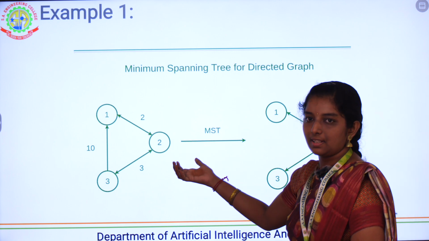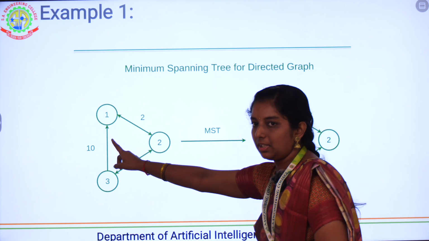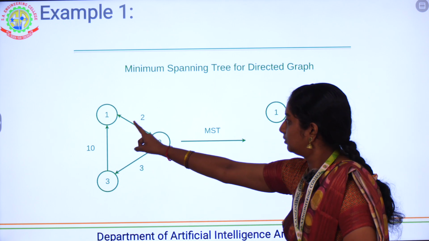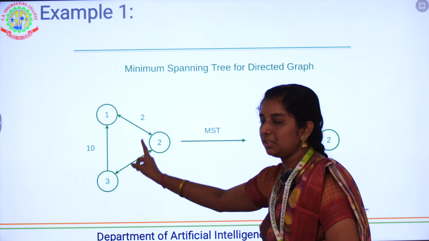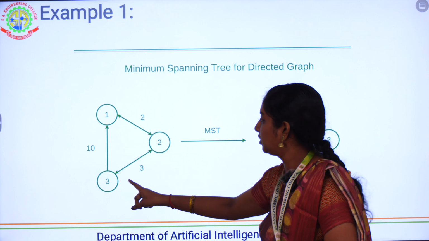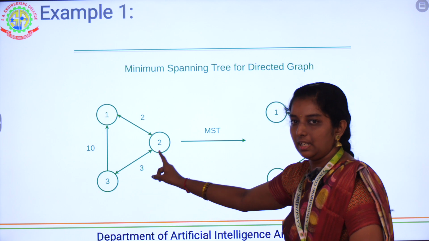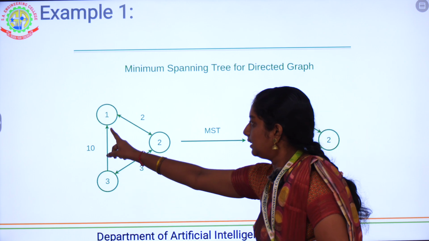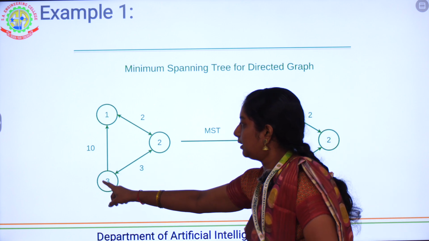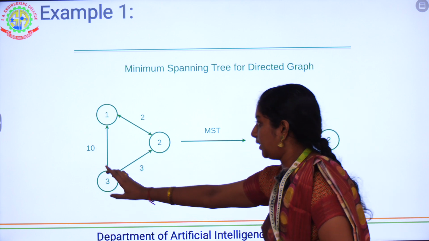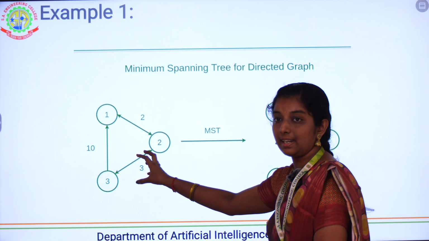Here we first discuss the directed graph for the minimum spanning tree. Here we take the example of 1 directed to 2, and the weight value between 1 and 2 is 2, and 2 is directed to 3, and the weight value between 2 and 3 is 3, and finally 1 and 3 is directed with a weight value of 10. This is the sample example for a minimum spanning tree on a directed graph.